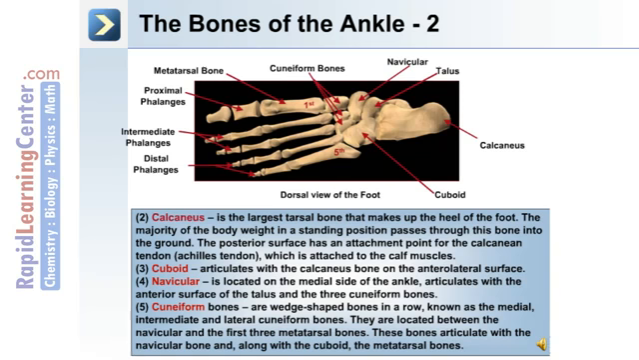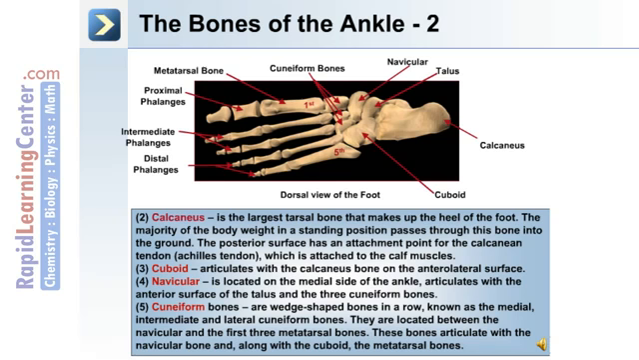The second tarsal bone we'll discuss is the calcaneus. This is the largest tarsal bone that makes up the heel of the foot, and the majority of the body weight in a standing position passes through this bone into the ground. The posterior surface has an attachment point for the calcaneal tendon, or the Achilles tendon. This is attached to the calf muscles.